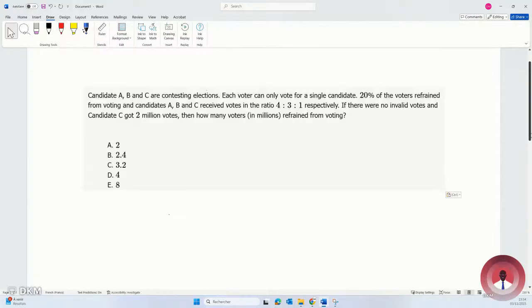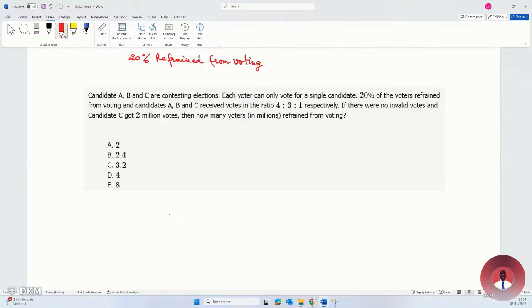So that's our next question. Candidates A, B, and C are contesting elections. Each voter can only vote for a single candidate, and 20% of the voters refrained from voting. So we have 20% refrained from voting.